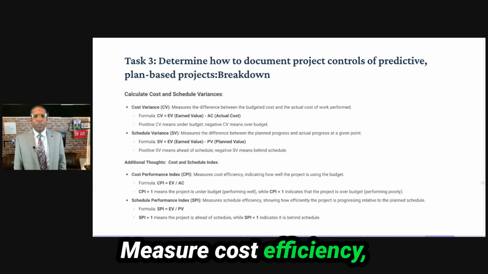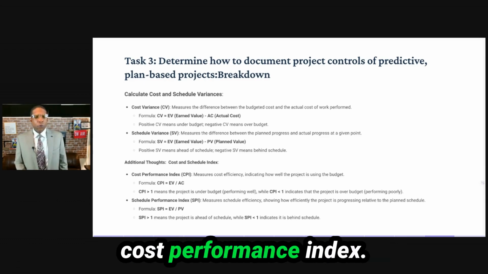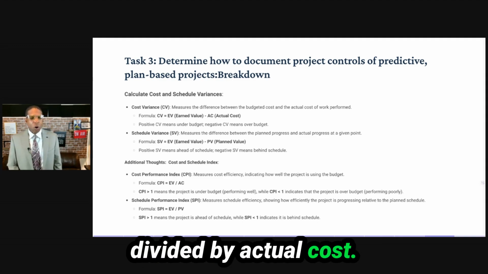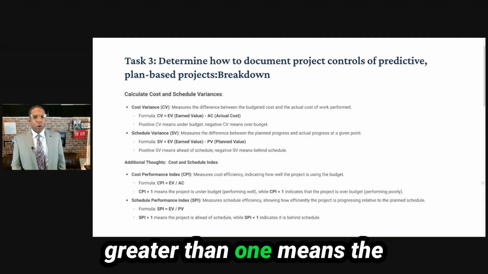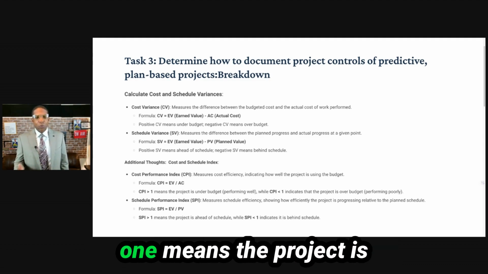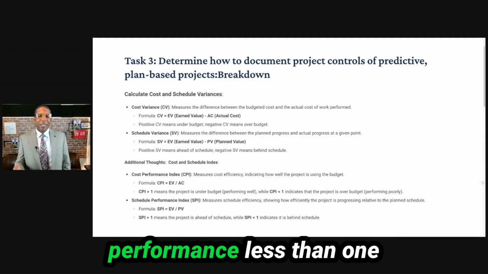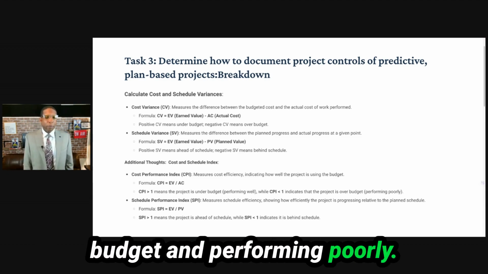Measure cost efficiency, indicating how well the project is using the budget. Formula, cost performance index equals earned value divided by actual cost. Cost performance index greater than one means the project is under budget, while cost performance index less than one indicates the project is over budget and performing poorly.